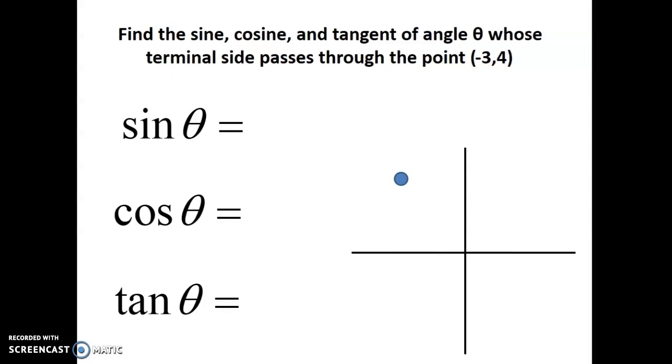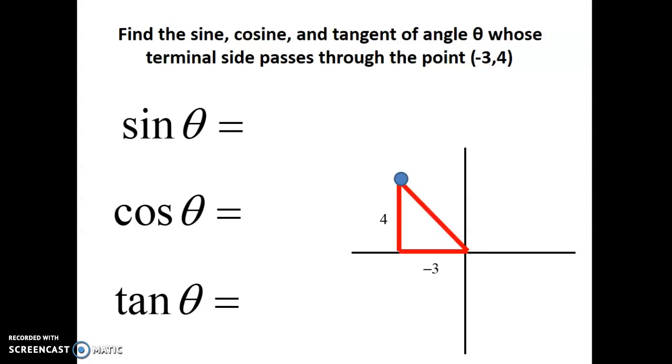So the -3 is the x value, so it goes along the x-axis, -3, on the negative side of the x-axis. All right, then it goes up by 4 to hit the point. Okay. Now what we need to do is find that last side to make our triangle.